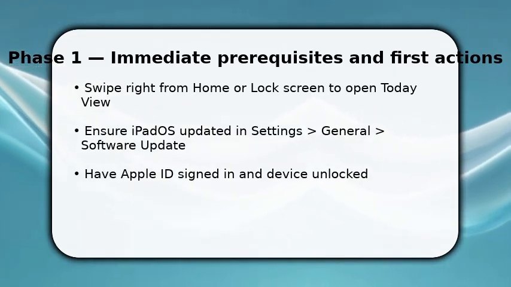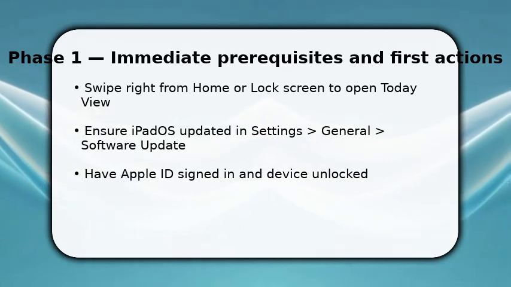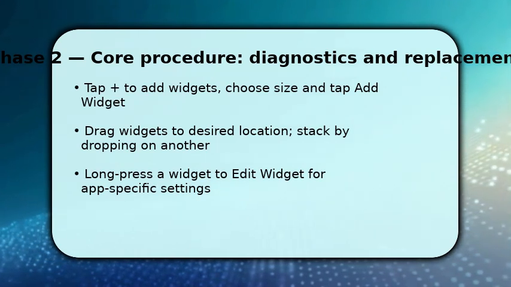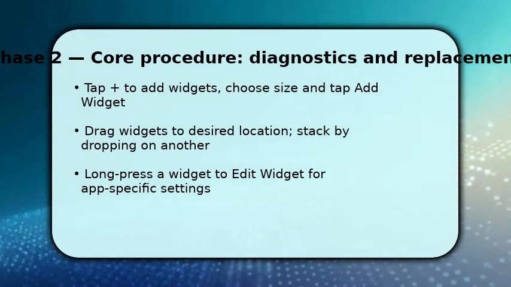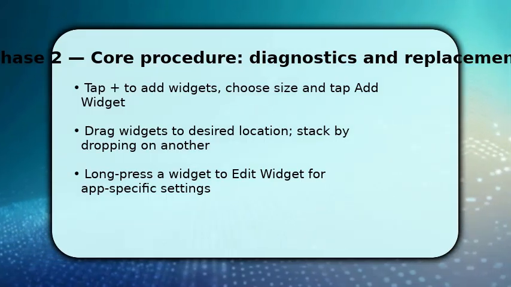Now tap and hold a widget or empty space to enter jiggle mode. This is the actionable step that begins. In jiggle mode, tap the plus icon to bring up the widget gallery. You'll see size options. Pick one that fits your layout and tap Add Widget. Once added, drag it where you want.